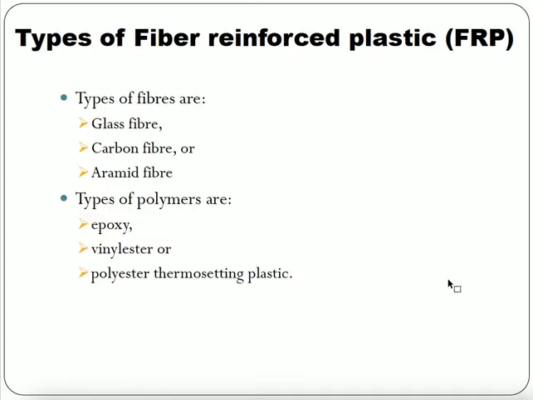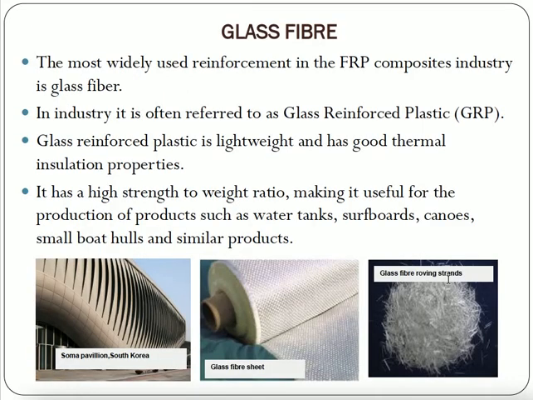Next we move on to the types of fiber reinforced plastic. We have types of FRP. The types of fibers are glass fibers, carbon fibers, or aramid fibers. As for the type of polymers, we have epoxy, vinyl ester, or polyester thermosetting plastics. So this is for the resins.